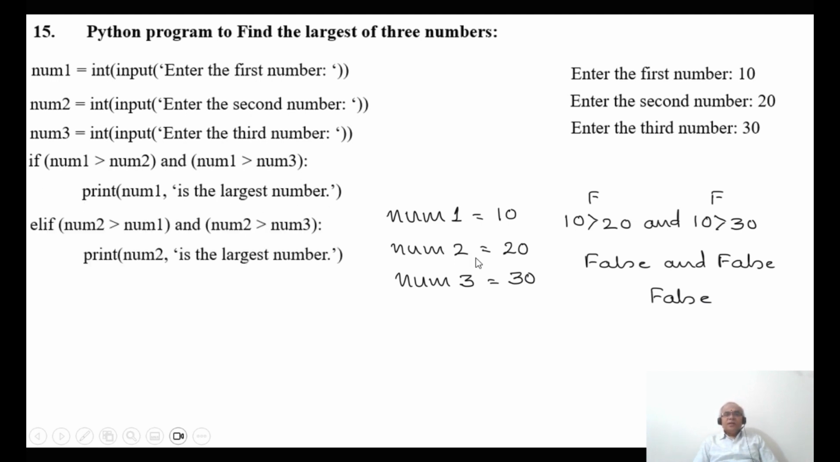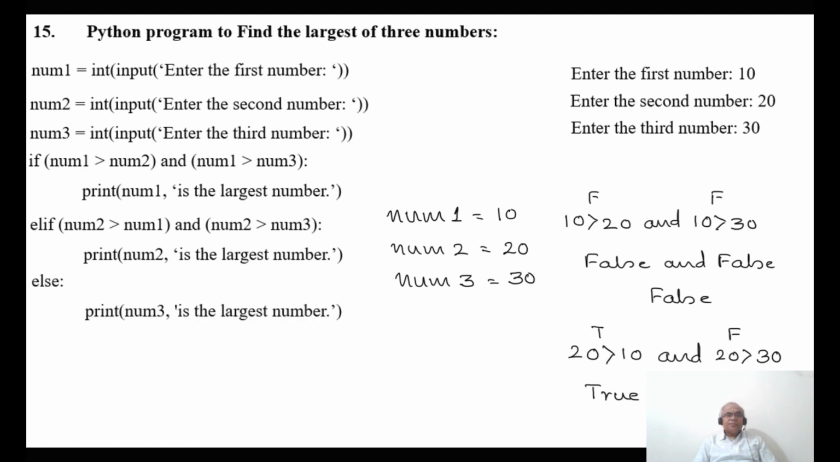Then, elif num2 is greater than num1 and num2 is greater than num3. See the condition now. What is num2? 20 is greater than 10. Is 20 greater than 10? Condition is true. And is 20 greater than 30? Condition is false. True and false is always false. For the condition to be true, both conditions have to be true. Otherwise, if any one of the conditions becomes false, the whole condition becomes false. So, it will skip this statement, print num2 is the largest number. It will also skip to else: print num3 is the largest number.